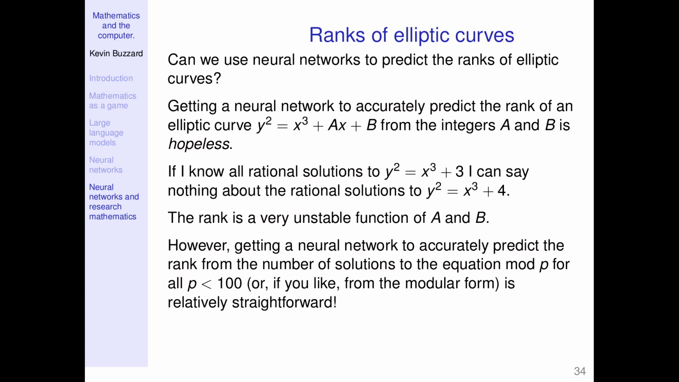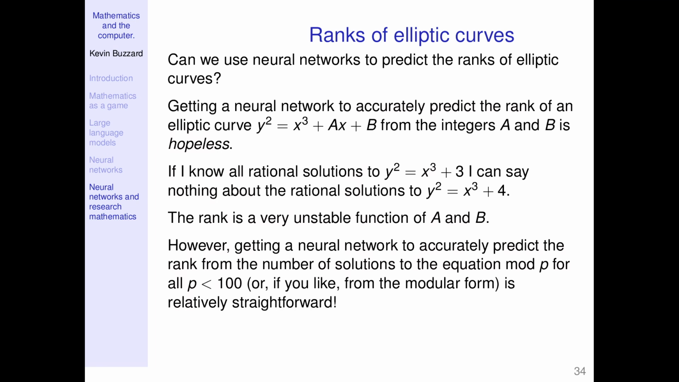But it turns out, and this is what I learned from Yang's work, that actually you can get neural networks to predict the ranks of elliptic curves. And the trick is you don't tell it A and B. You tell it something else instead. You tell it what Birch and Swinnerton-Dyer were working out: the number of solutions to the equation mod p for lots and lots of small primes p. And you feed that data in, and then it turns out that the system can start accurately guessing what the rank is.